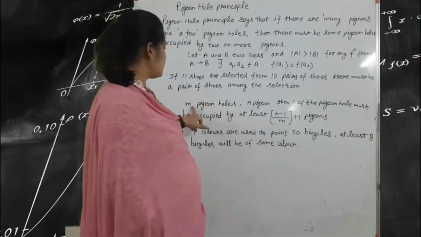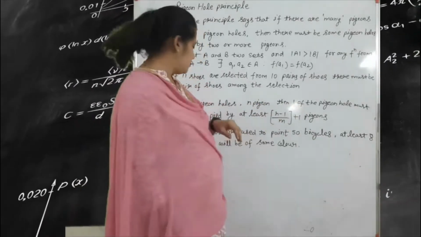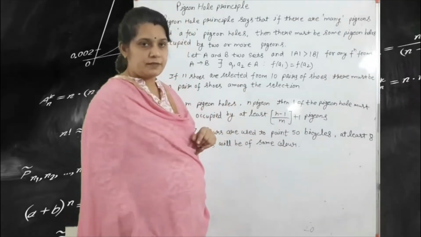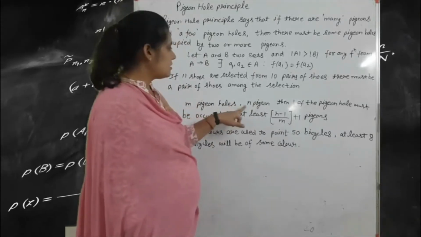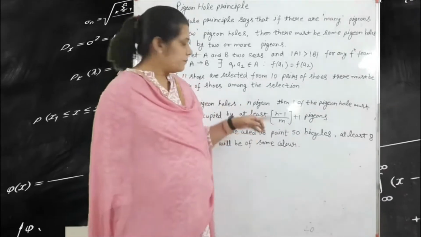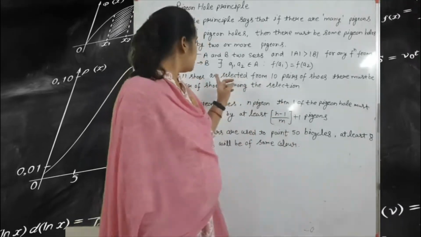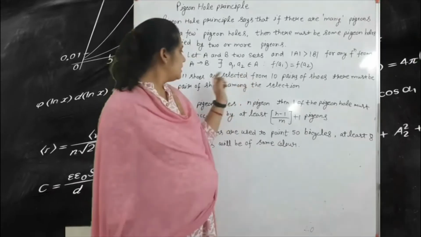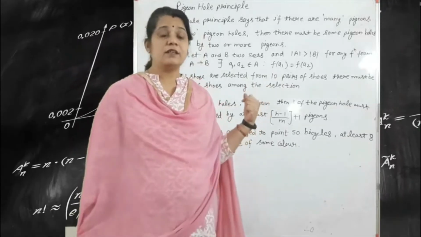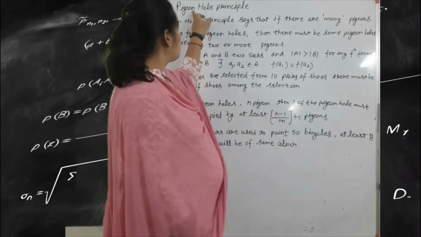For example, n pigeonholes and n pigeons. Then one of the pigeonholes must be occupied by at least one pigeon. This is the extended pigeonhole principle. In case of n pigeonholes and more pigeons, one of the pigeonholes must be occupied by at least (n minus 1) upon m plus 1 pigeons. According to this example, here we use 11 shoes and 10 pairs of shoes. The other name is the shoe box principle, which is another name of the pigeonhole principle.